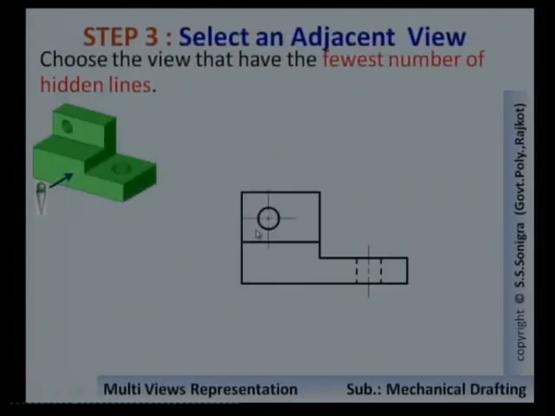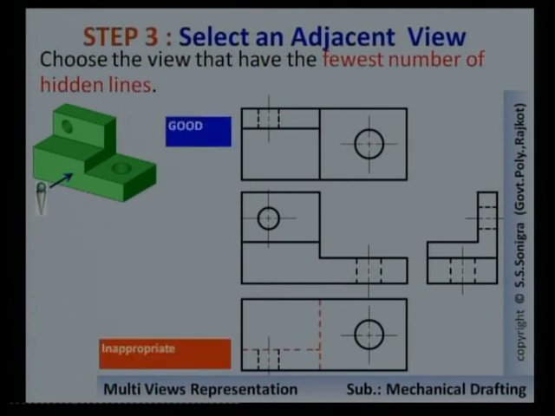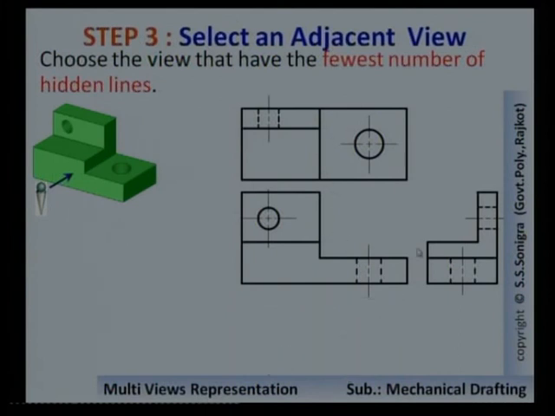Third step, select an adjacent view. Choose the view that has the fewest number of hidden lines, as we did. Similarly, here also two side views are there. In one side view, this is a dotted line, and in this side view, this is a full line. So which side view should we select? Of course, the side view which has less number of dotted lines. This is a good practice to use this view as side view. This view should be erased. No need to represent this view as a side view. And in these two cases also, it's good practice not to represent. Here less number of dotted lines is there, here more dotted lines are there. So this view should be drawn. So these are the three views of this object and the correct representation of this drawing.